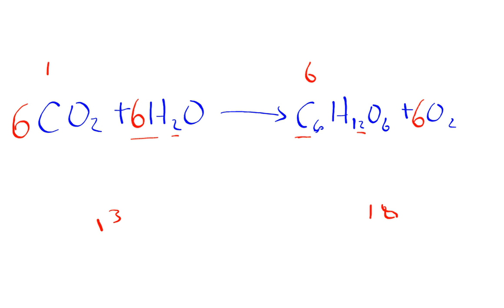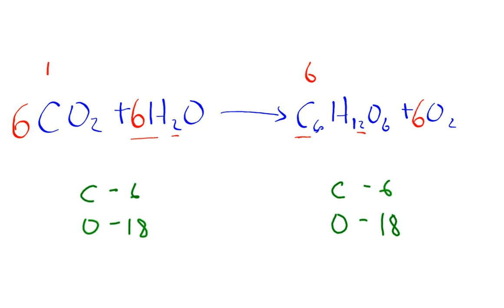I now have, let's just total them all up. Carbons on each side, I have 6, and I have 6. Oxygens on each side, I have 18 and 18. And hydrogens on each side, I have 12 and I have 12. Now that is how you balance an equation. Didn't do a very good job explaining that, but you'll get some practice in class and it won't be that big of a deal. So let's move on.